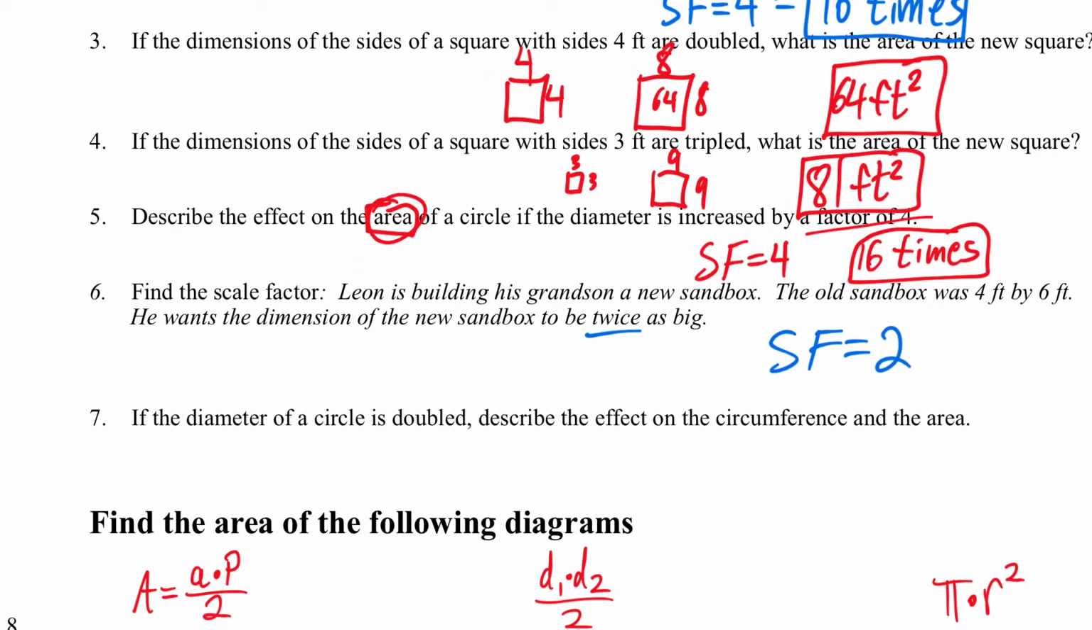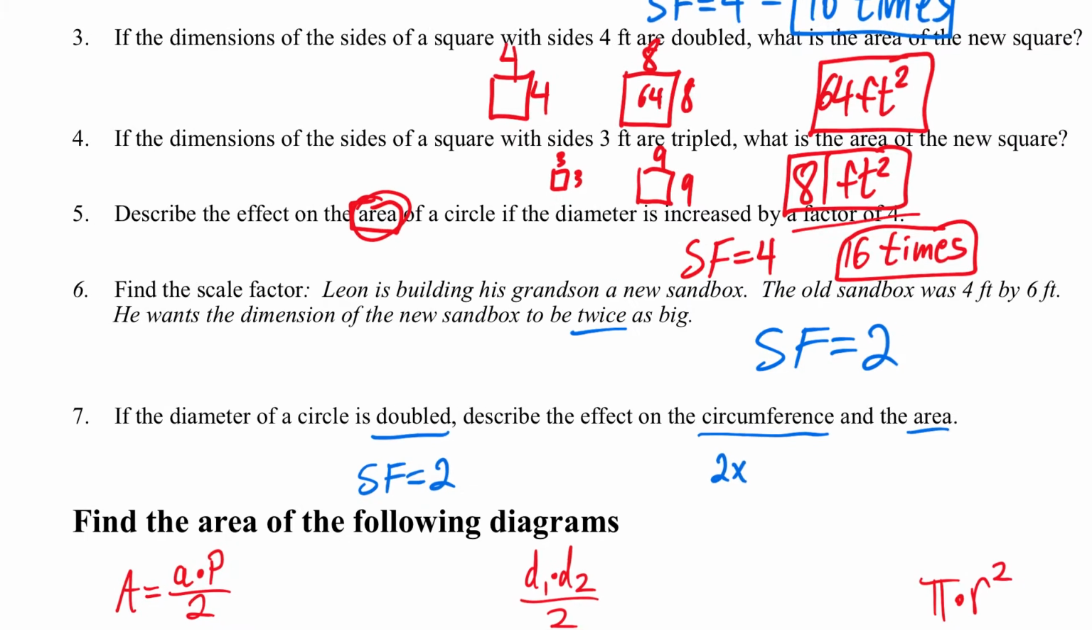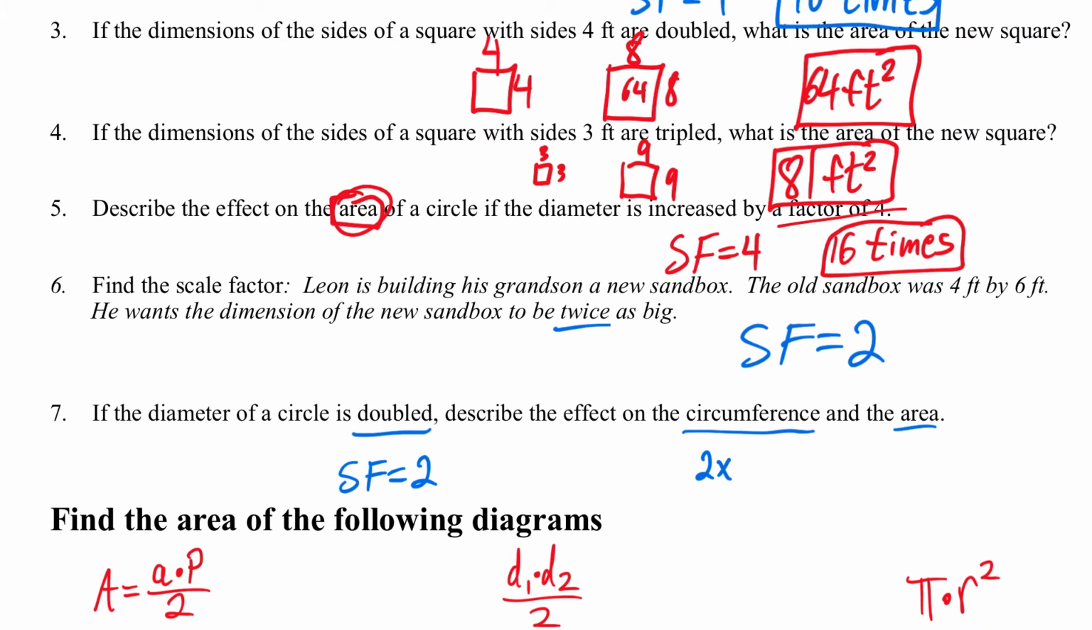Okay, if the diameter is doubled, describe the effect on the circumference and area. So if you double it, that means the scale factor is 2. Just 2 times. So what happens to the circumference? The circumference would be 2 times the original circumference, but the area would be 4 times the original area. Circumference is basically, in this context, the same thing as perimeter. It acts the same way as perimeter.